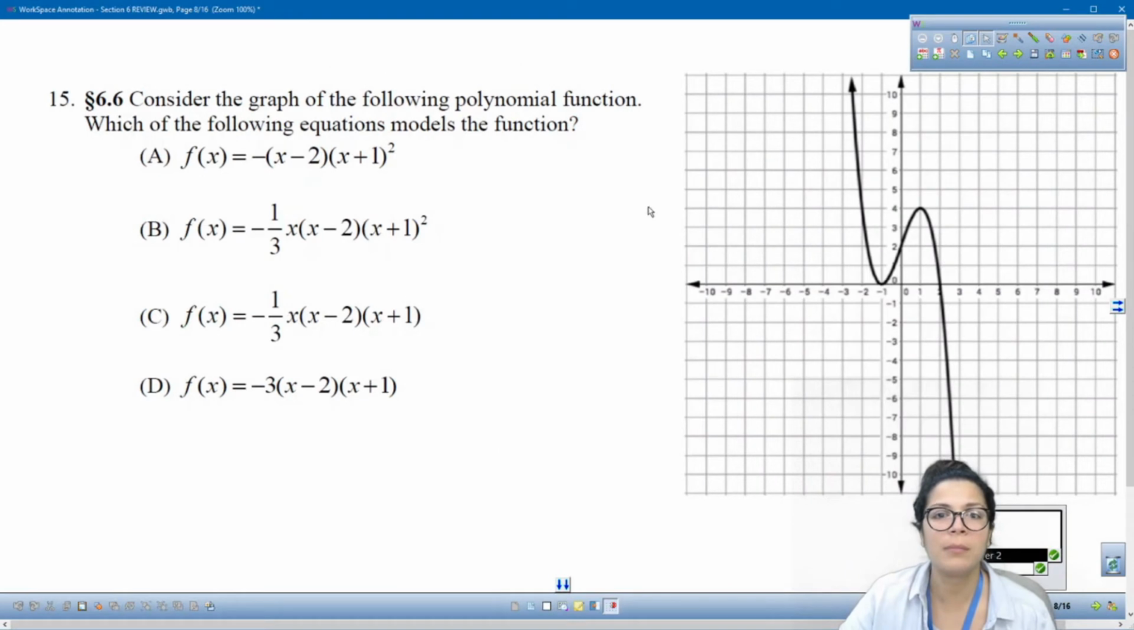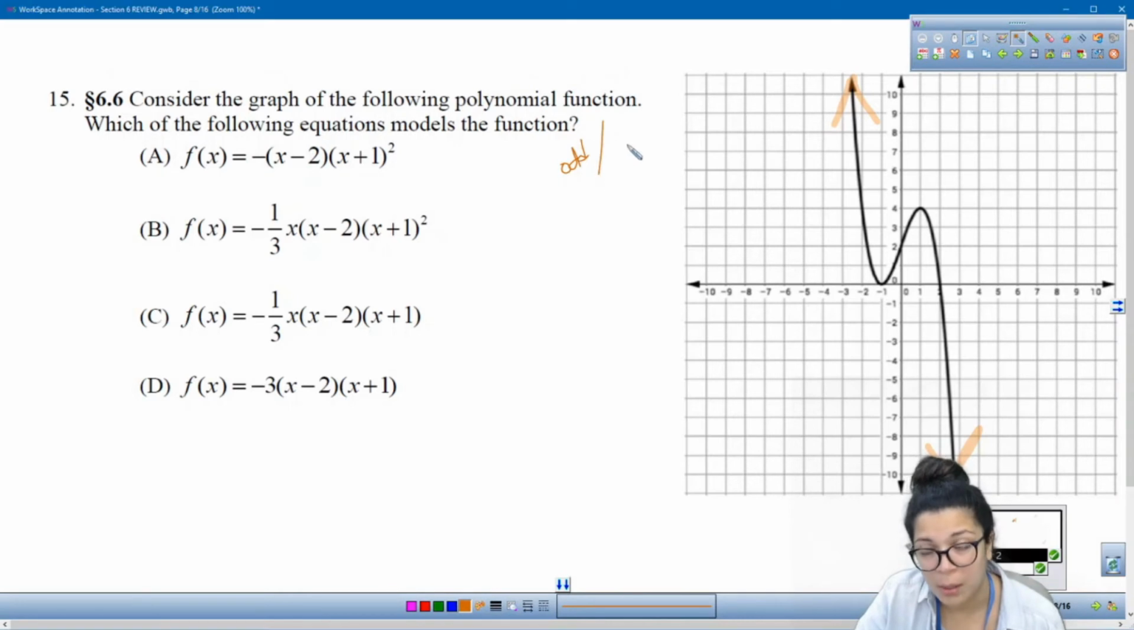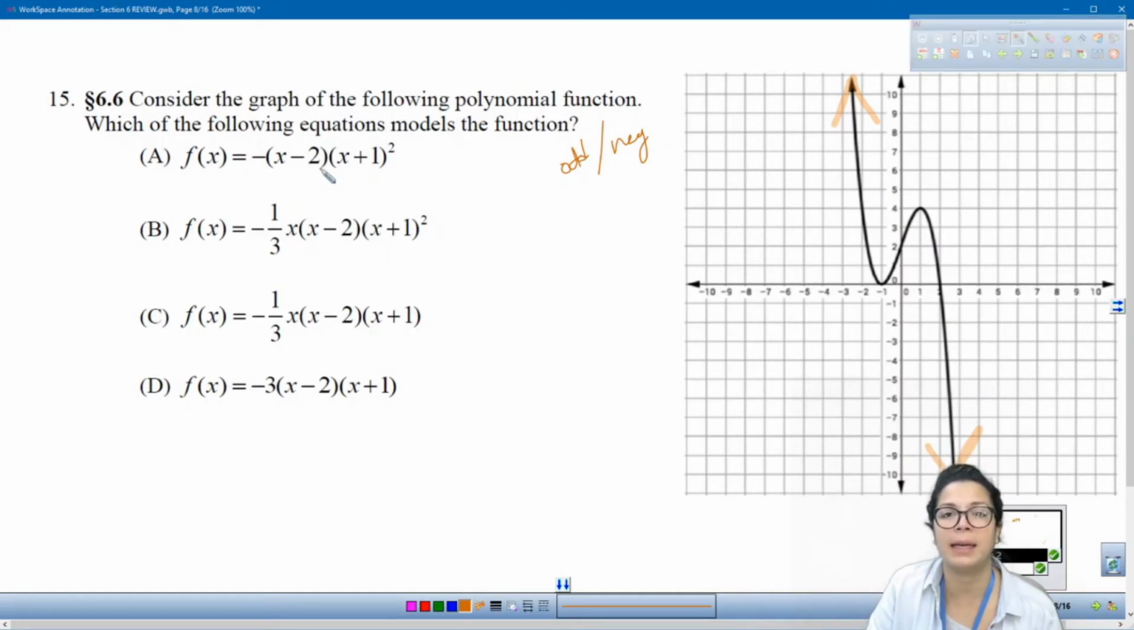Okay, consider the graph of the following, which is the model. Oh, so this is a multiple choice. Okay, cool. So first thing I notice is that the left side is up and the right side is down. That means that this is odd. Not only is it odd, but it is overall down from left to right, so it is odd and negative. Based on that, I can try to cancel out some of these.